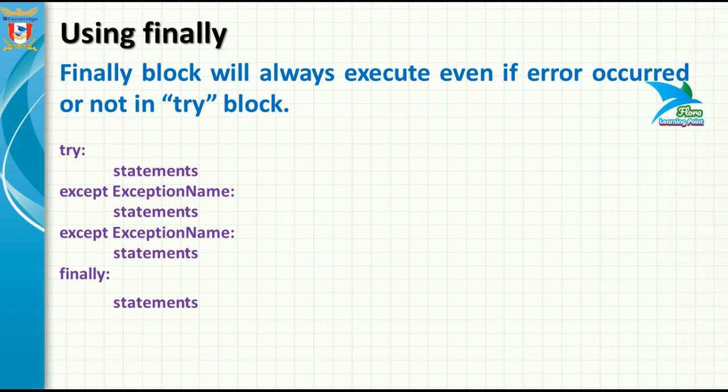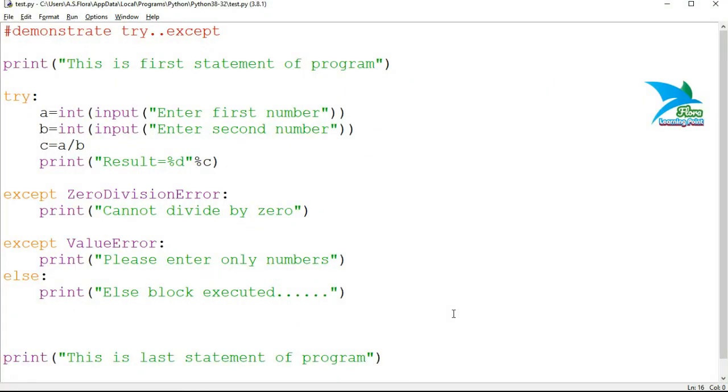So the purpose of the finally block is to perform finalization tasks. And again I'm going to repeat, a finally block will always execute, whether or not the exception occurred in the try block. So if an exception occurred in the try block, then after the except block, the finally block will be executed. And if no exception occurred in the try block, then after the completion of the try block, the finally block will be executed.